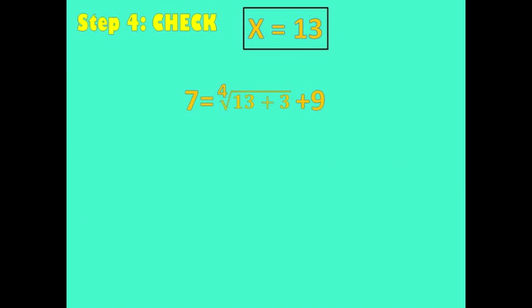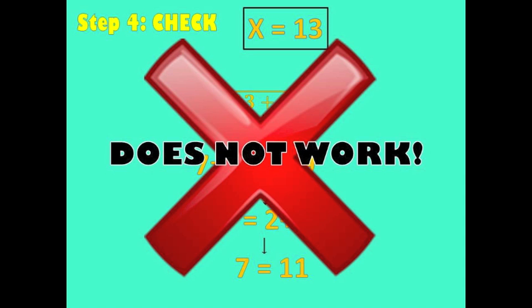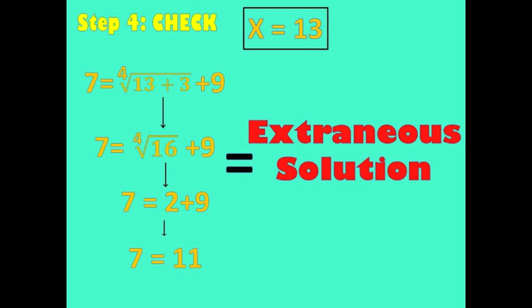Now to check your answer, as x equals 13. By putting 13 as x, you get 16 to the fourth power plus 9 equals 7. That then turns into 7 equals 2 plus 9. Since 7 doesn't equal 11, this expression does not work. Since the answers do not match up, the answer is it is an extraneous solution.